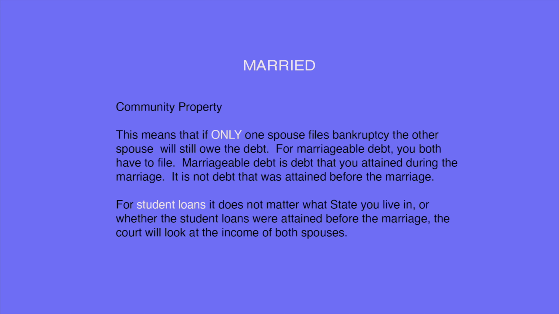Marriageable debt is debt that you attain during the marriage. It is not any debt that was attained before the marriage. For student loans, it does not matter what state you live in or whether the student loans were attained before the marriage. The court will look at the income of both spouses.